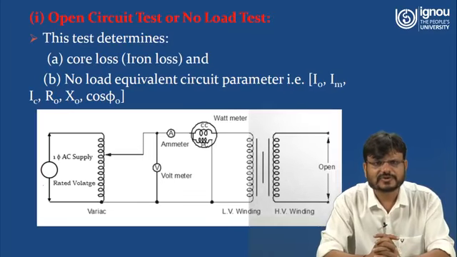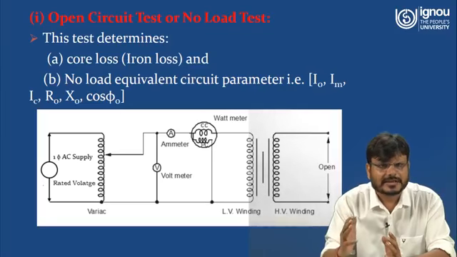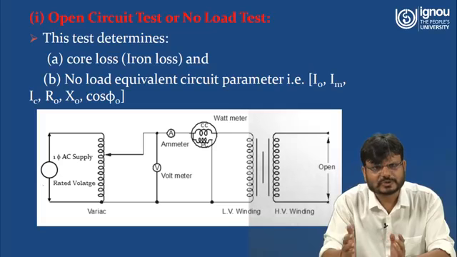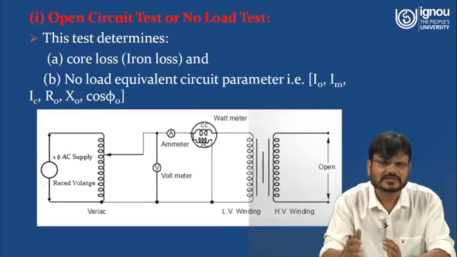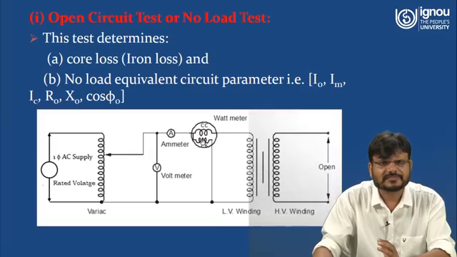So first we are going to discuss the open circuit test. This open circuit test is also called the no load test. Why is it called the no load test? Because at the secondary side the winding is kept open. If the winding is kept open, that means no load is connected, that's why it is called the no load test. This test basically determines the core loss, that is the iron losses.